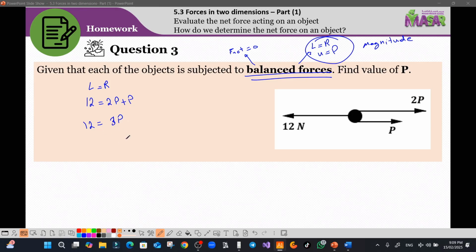Now, let's swap between left and right, and we can get 3P is equal to 12. Let's divide over 3 to complete the isolation. 12 over 3 is just 4 Newton. So we must have here 4 Newton for the P, and for the 2P, so 2 times 4, it's 8. 8 and 4 is 12, so left equal right. Done.